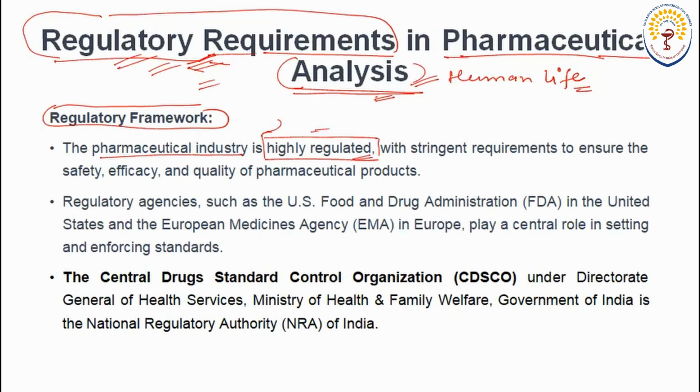So pharmacy requires highly technically skilled persons who are making these products, and also the process of manufacturing and distribution is controlled by the government. That is why it is known as highly regulated. So the pharmaceutical industry is highly regulated, and it has some stringent requirements. Means these requirements are not going to change. These are very strict. And why are they strict?